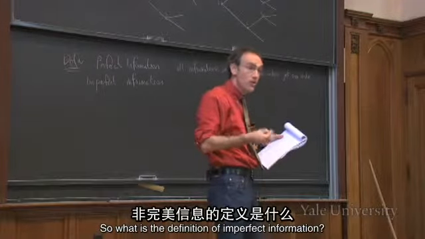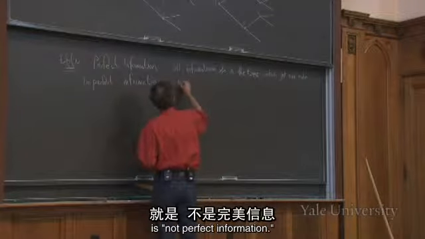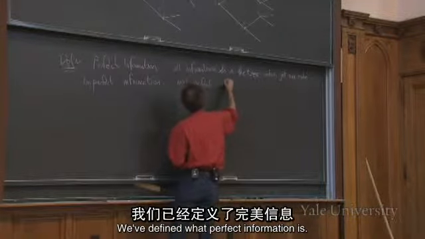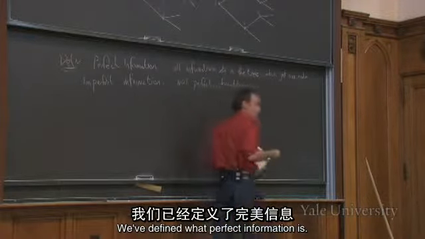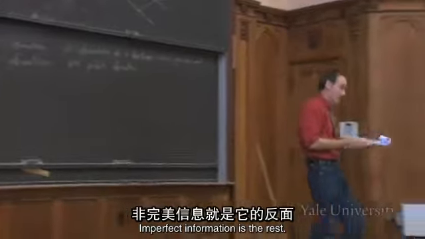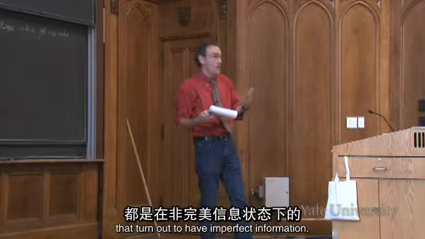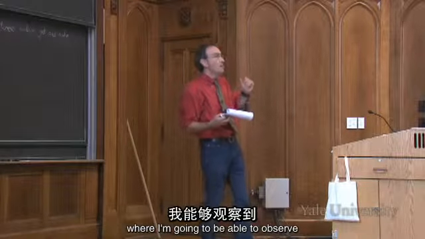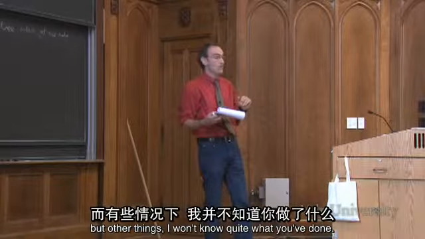So what is the definition of imperfect information? The formal definition is: not perfect information. We've defined what perfect information is. Imperfect information is the rest. In the real world, there are a lot of games that turn out to have imperfect information. There are lots of strategic situations where I'm going to be able to observe some things that you've done, but other things I won't know quite what you've done.